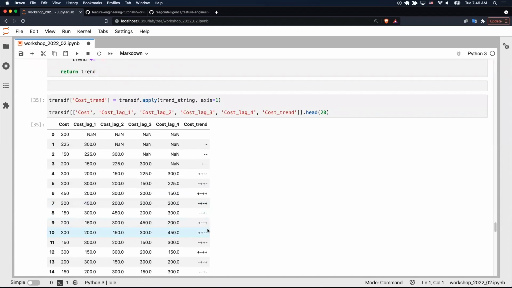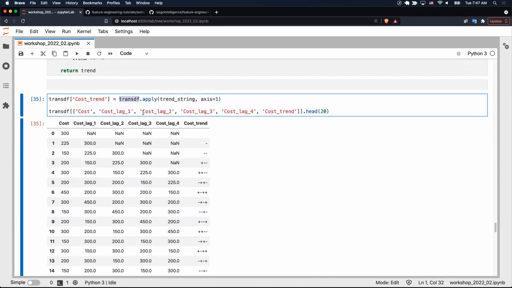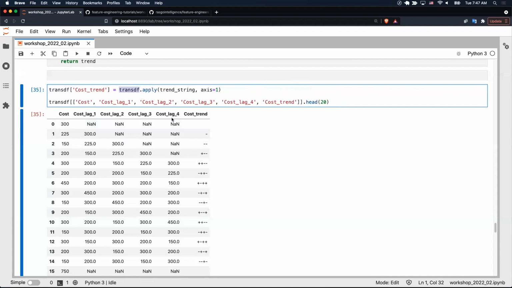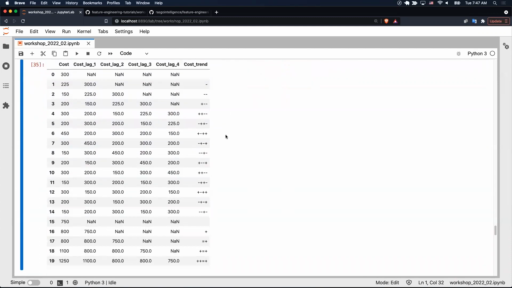And I just noticed a bug. The beauty of this, I don't know how I missed it. This should be grouped by customer. I'll fix that before I upload the data. Right now, this would cross over customer behavior. That would be bad. But this is how we can build up this trend string.